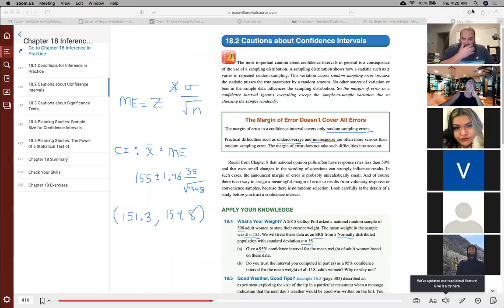Now, B. Do you trust the interval you computed in part A as a true 95% confidence interval for the mean weight of all adult women?